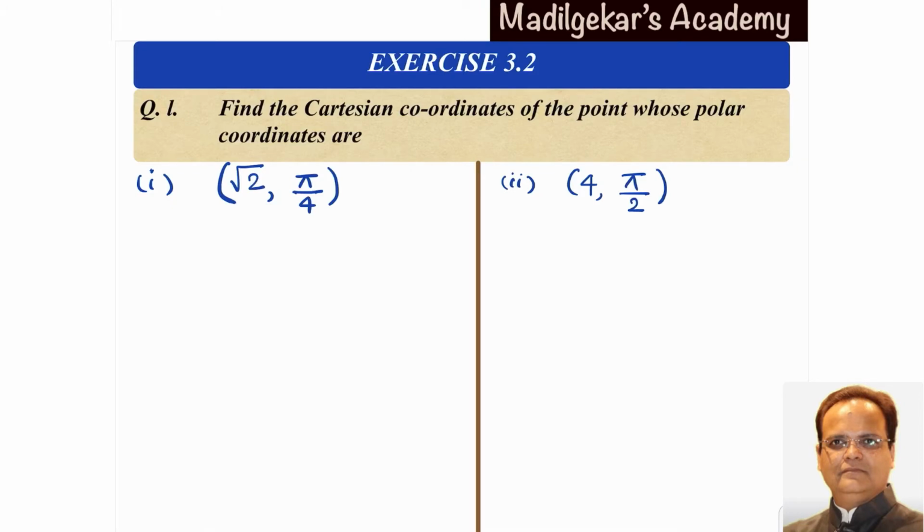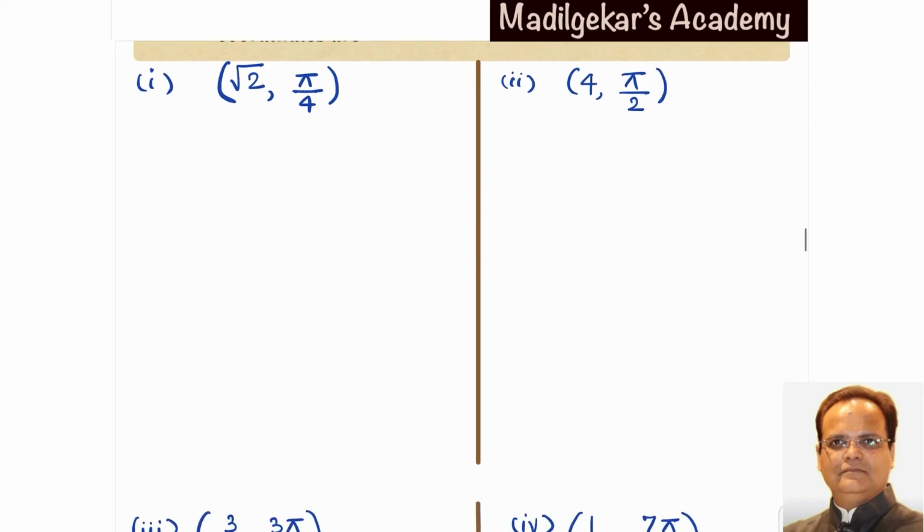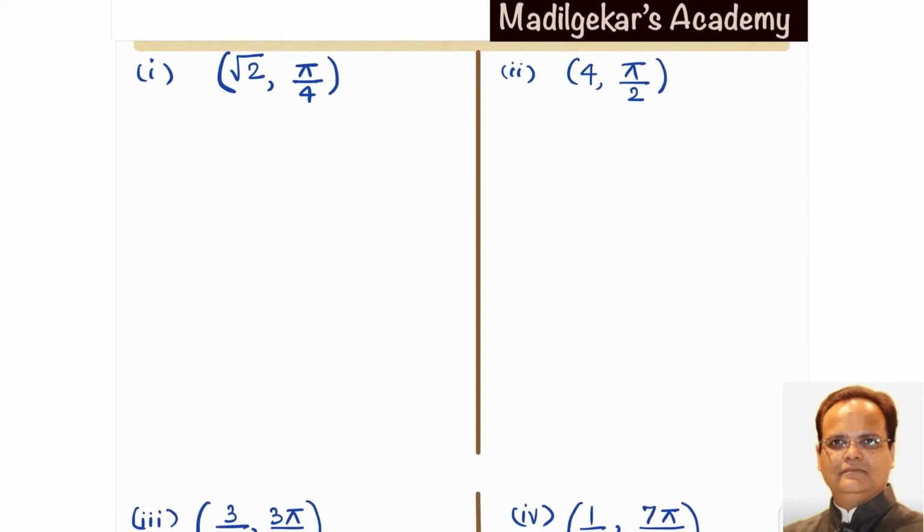Let's start examples of polar coordinates. Exercise 3.2, question number 1. Find the Cartesian coordinates of the point whose polar coordinates are given. So from polar coordinates we have to find Cartesian. Obviously the first value is of r and the second value, pi by 4, is of theta. What is x?